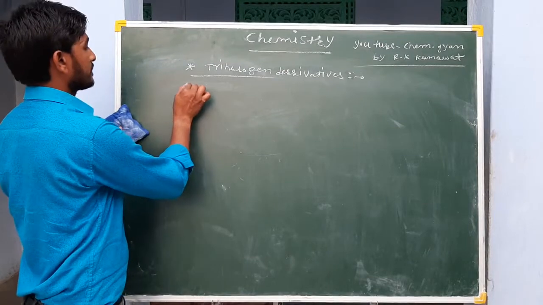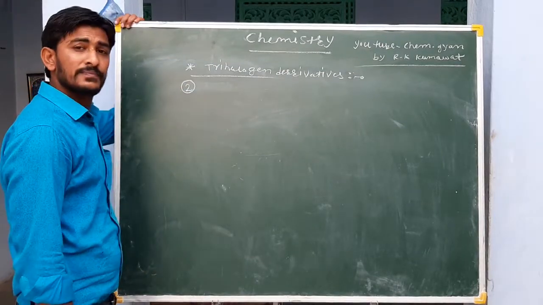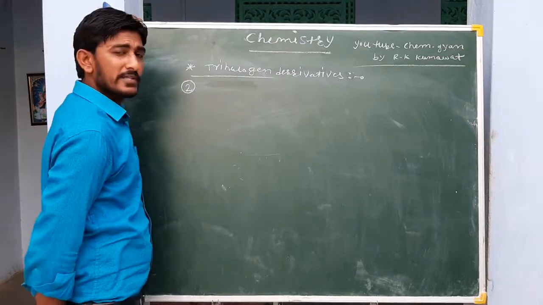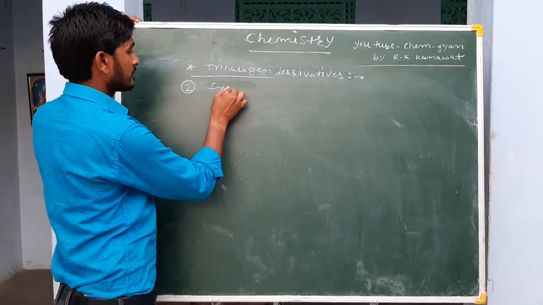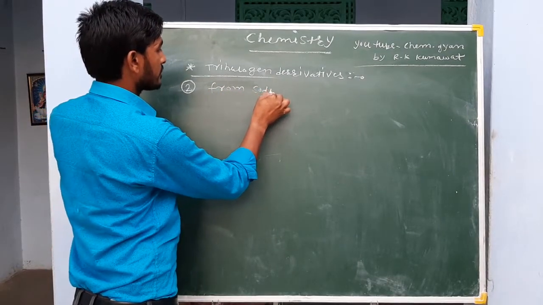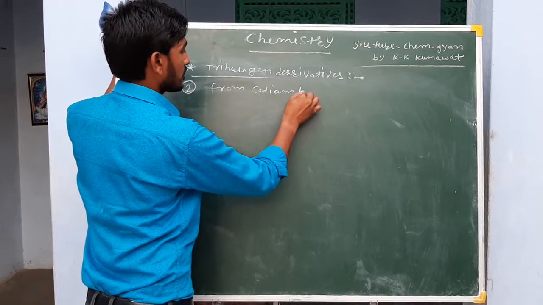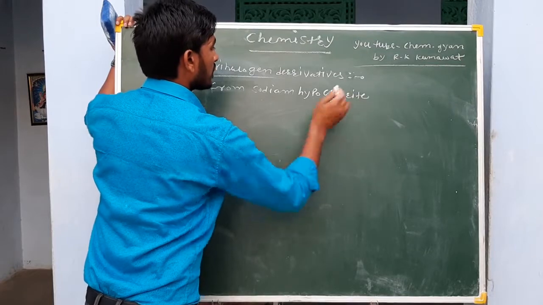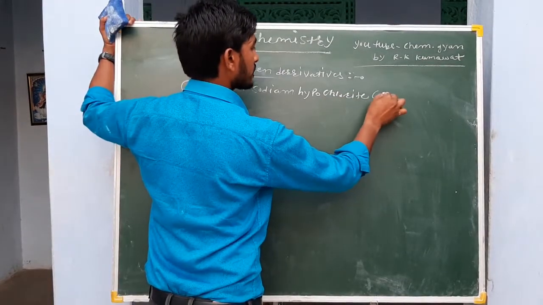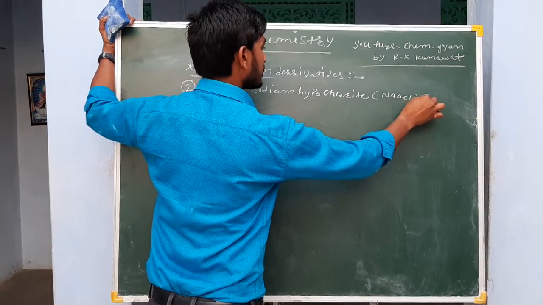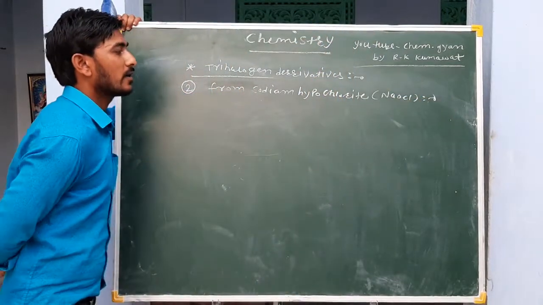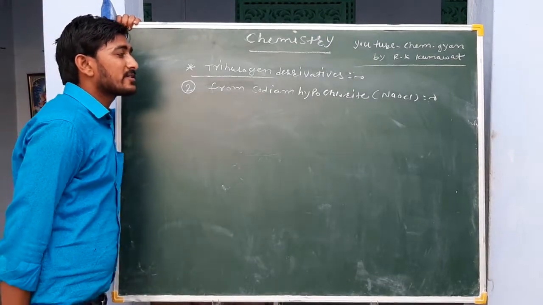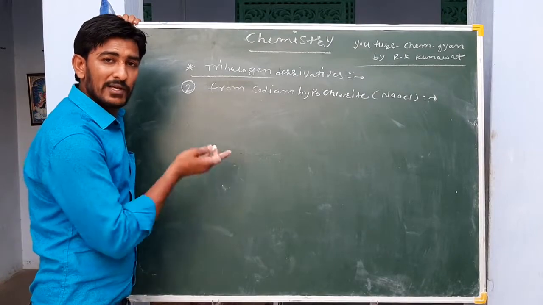Number second, dear students, number second preparation method of trihalogen derivatives is from sodium hypochlorite, NaOCl. Dear student, this reaction is completed in following steps.